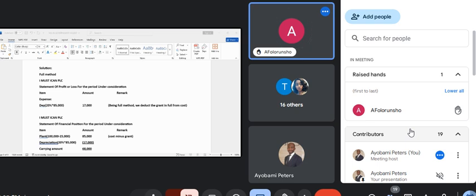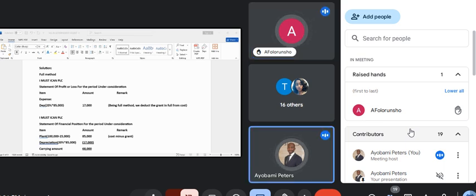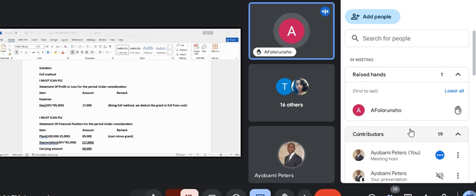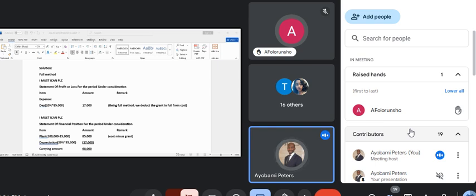Oftentimes they normally give other methods of depreciation. Suppose we're asked to use the reducing balance method of depreciation. I know some questions I came across like that, where they were asked to use the reducing balance method. How are we going to address that? We have done it in PPE, except if we were not in class in PPE. We did the reducing balance and the straight line method.